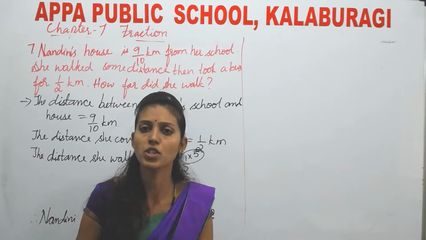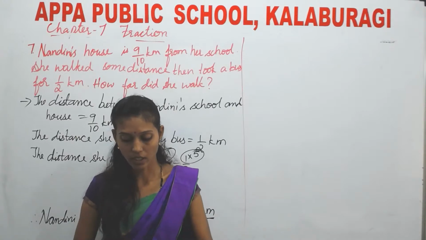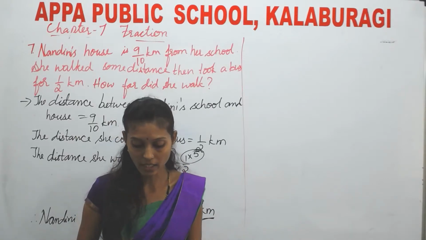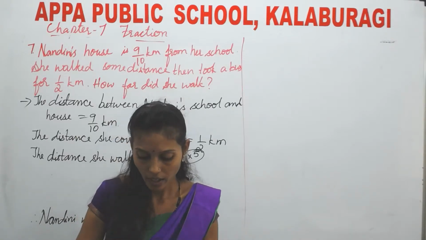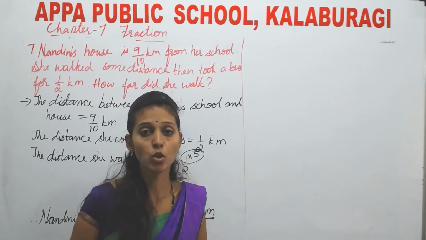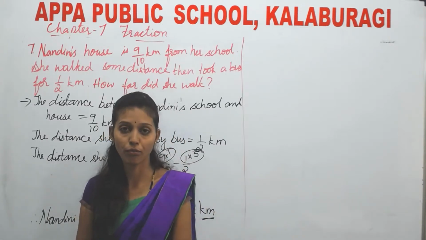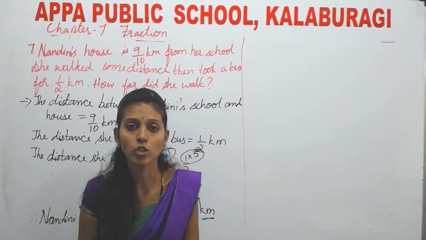Okay, same size bookshelves they both have, filled with books. Asha's shelf is 5 by 6 full and Samuel's shelf is 2 by 5 full. Then whose bookshelf is more full and by what fraction?